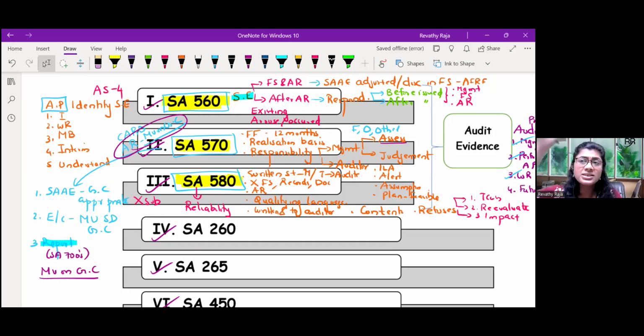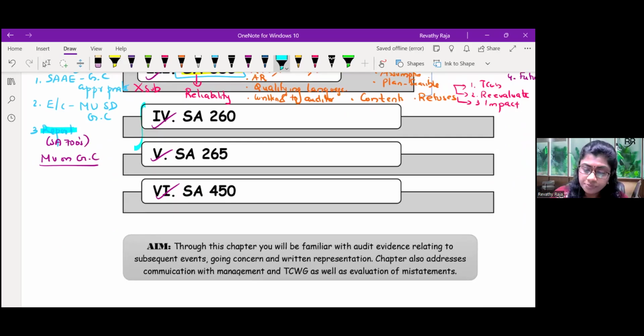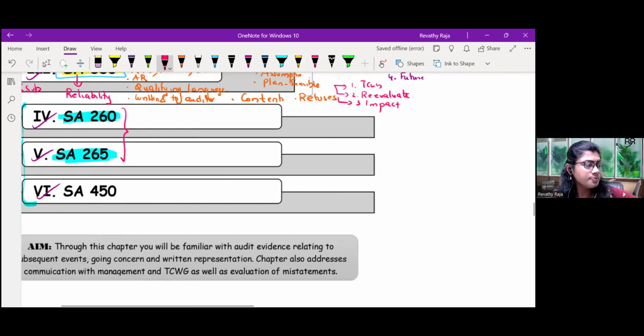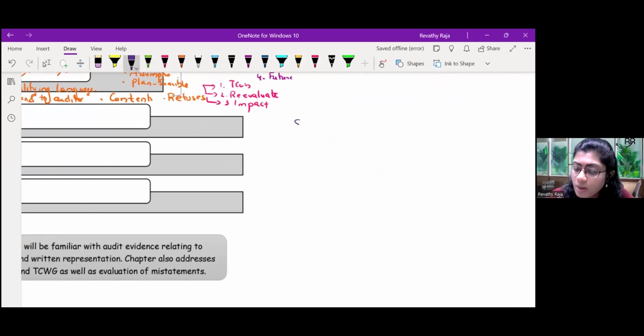So that's it, guys. SA 560 subsequent events, 570 going concern, 580 written representation. So that's over. Now moving on to the next three. 260 and 265. Let's study this by comparing. These two together we are going to summarize. Now, SA 260 and SA 265. What is the similarity and what is the difference between these two?